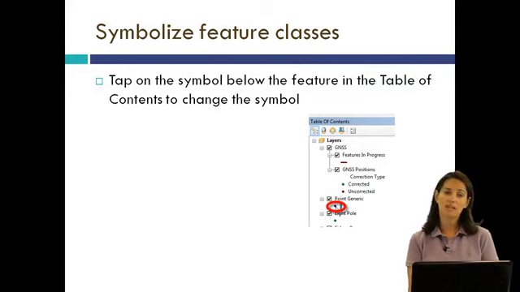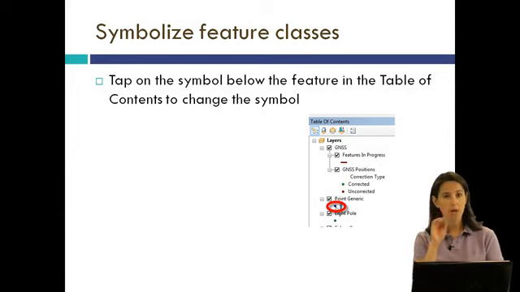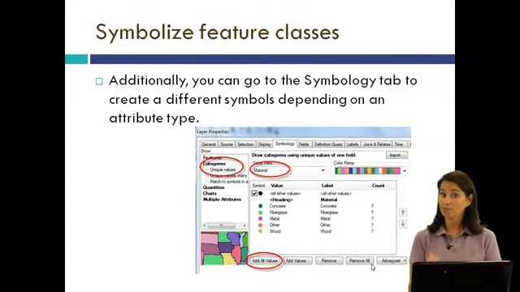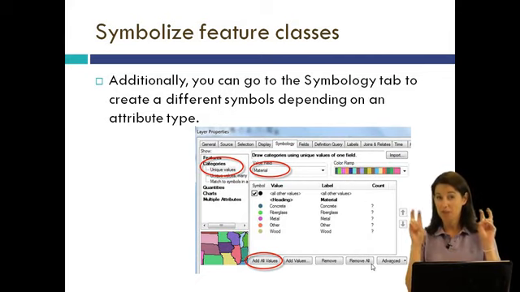Then you're going to go in and symbolize features. You can symbolize features so that all of the light poles look the same, and to do that you just tap the symbol that's right below the feature name in the table of contents. Or you can also symbolize according to a different attribute type. That's kind of called theming.